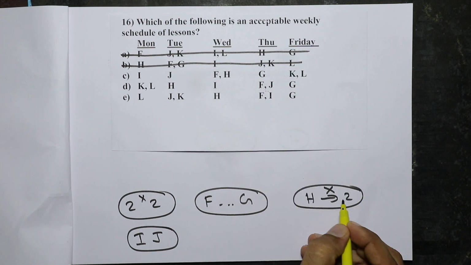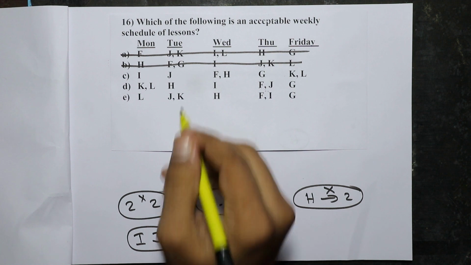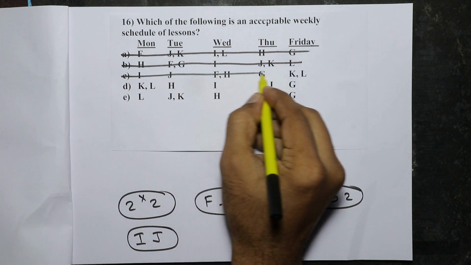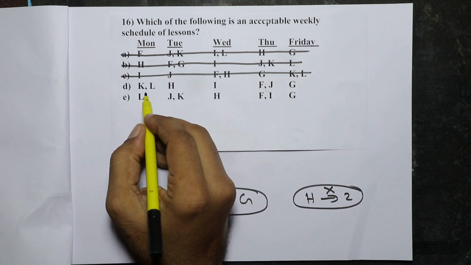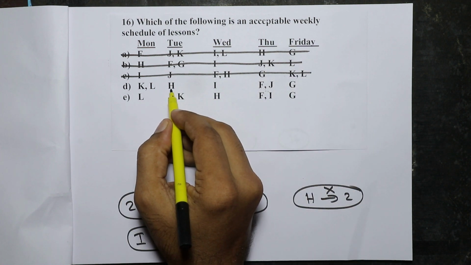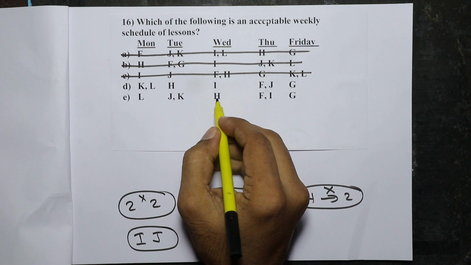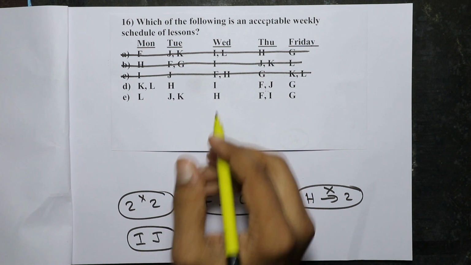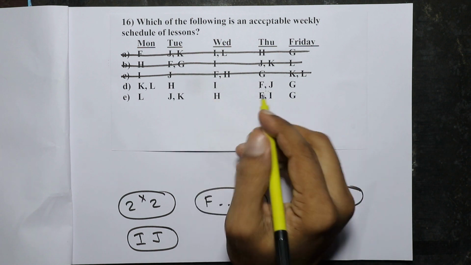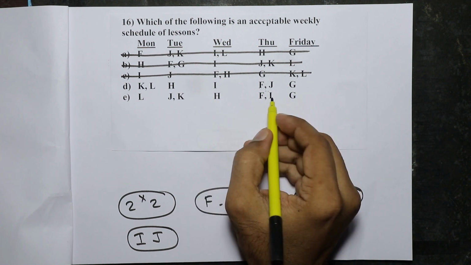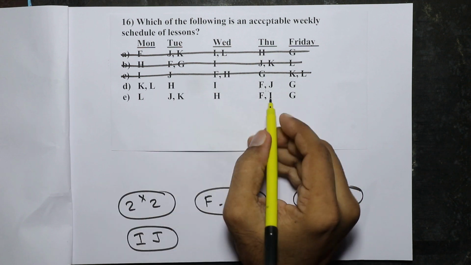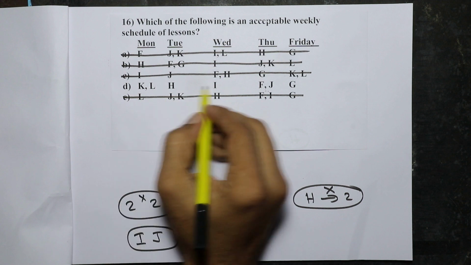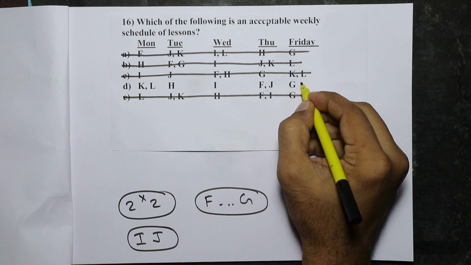Now H cannot be a part of a joint session. Here H is a part of a joint session, that is not allowed. Here H is in a single session, that is okay. Here also H is in a single session. Then I, J in this order. So here you have I and J, that is okay. Here I and J is not there. Here it is I and G, that is not allowed. It should be I and J. So E can also be eliminated. So the only possible answer is option D.